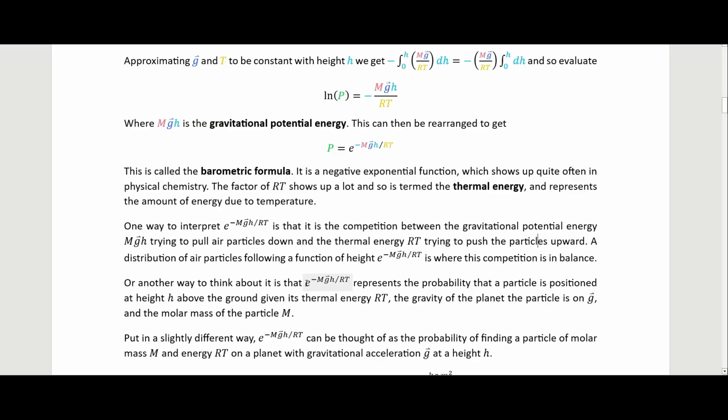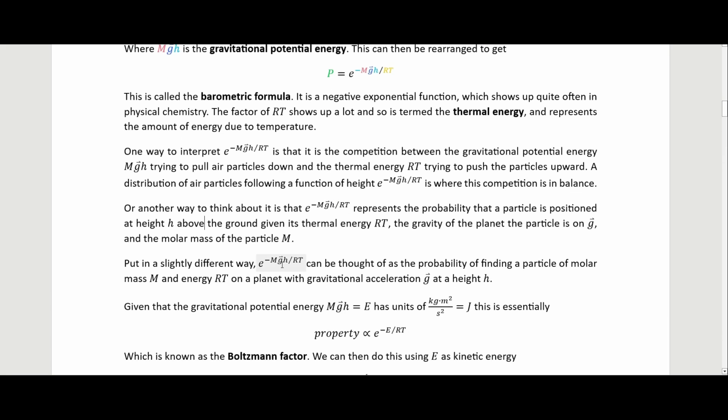Or another way to think about it is that this right here represents the probability, and actually this is a probability distribution, that a particle is positioned at height h above the ground given its thermal energy RT, the gravity of the planet, this g right here, which is the acceleration, and the molar mass of m. So like I said, this is a probability distribution, and it's the probability of a particle being at this height h. Put in a slightly different way, this right here could be thought of as the probability of finding a particle that has molar mass m and energy RT on a planet with gravitational acceleration g at height h. So again, it's the probability of finding a particle at that height h given all of these other things.